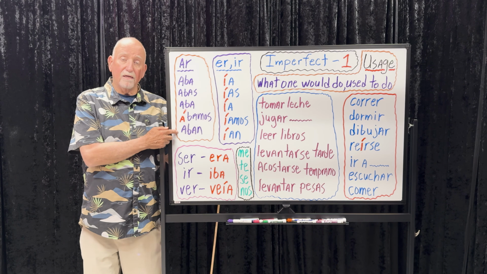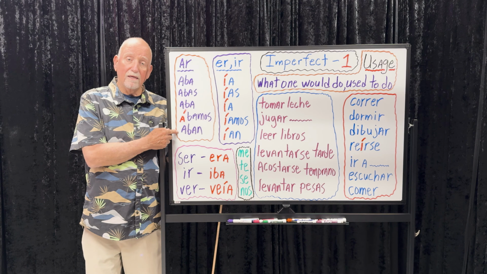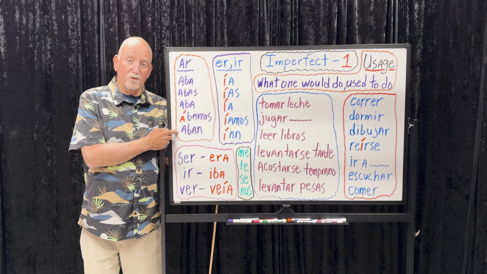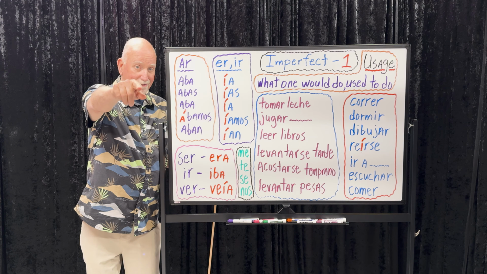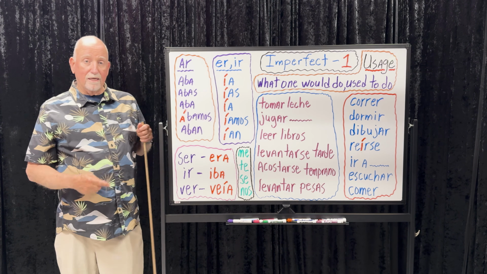They traveled a lot, all the time. They used to travel a lot. They would travel a lot. Viajaban mucho. The N factor didn't go anywhere. The N factor, the ellos form always ends in N.